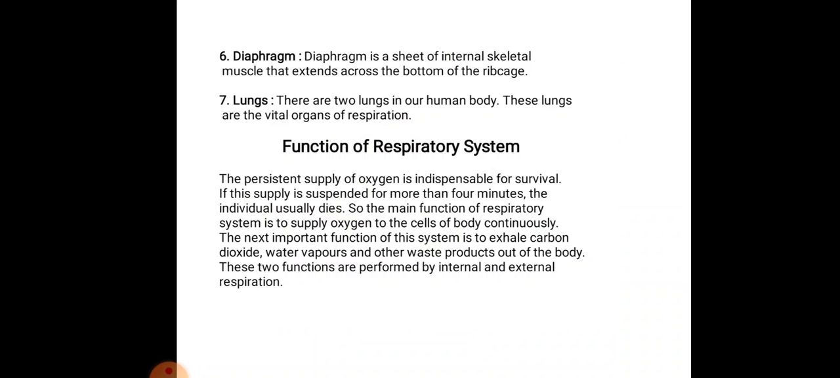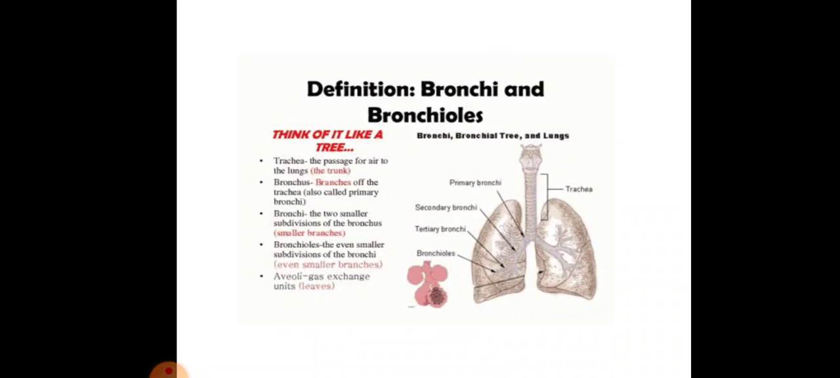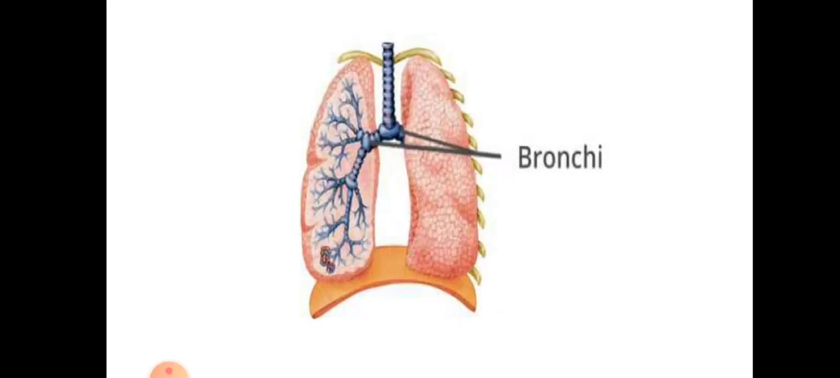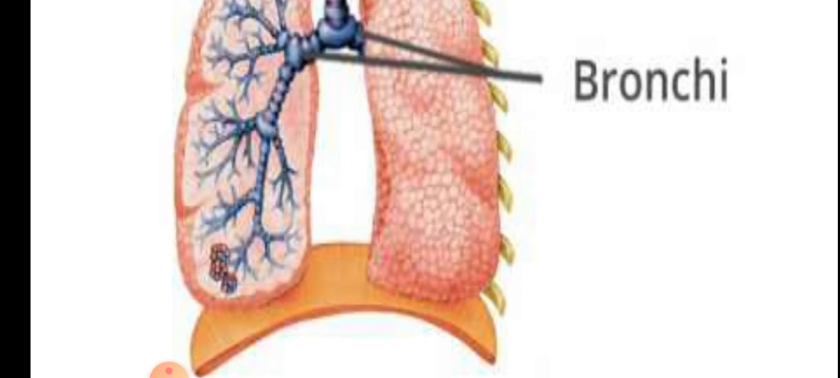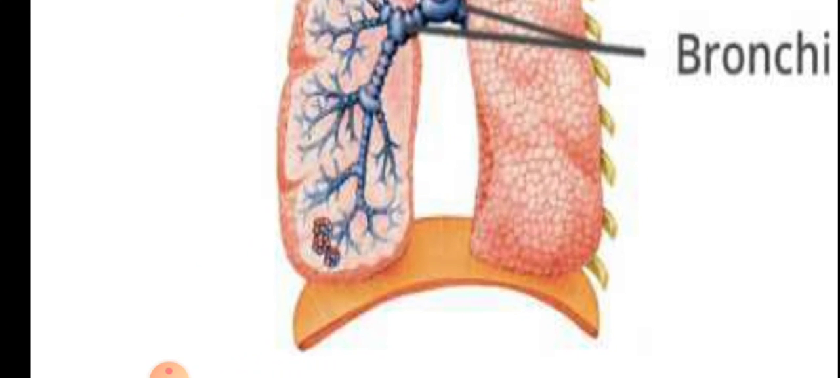Okay. Now talking about the diaphragm. The diaphragm is a sheet of internal skeletal muscle that extends across the bottom of the rib cage. Diaphragm is the extent of the bottom of the rib cage. This is called the diaphragm, the bottom one in yellow color.